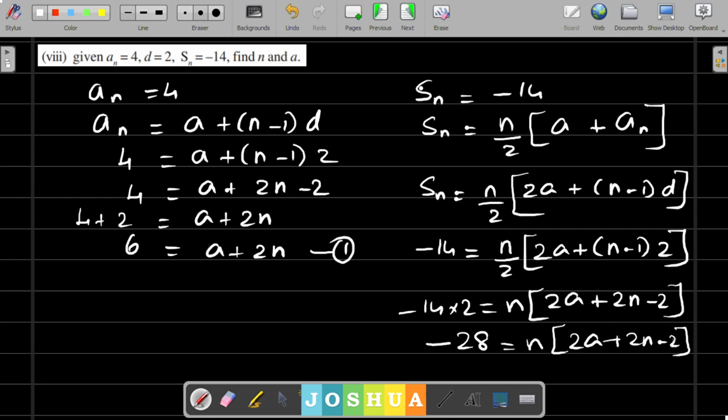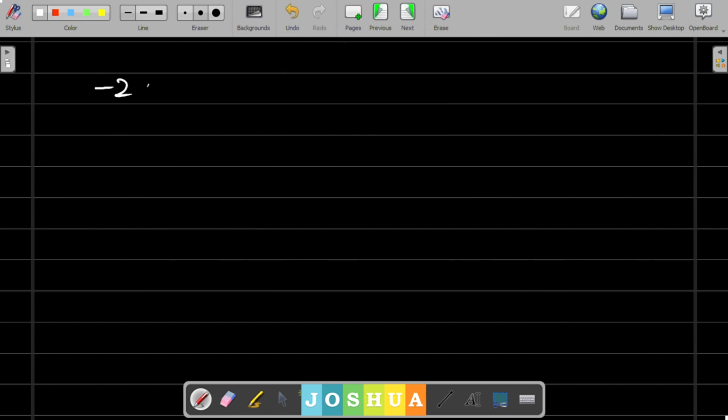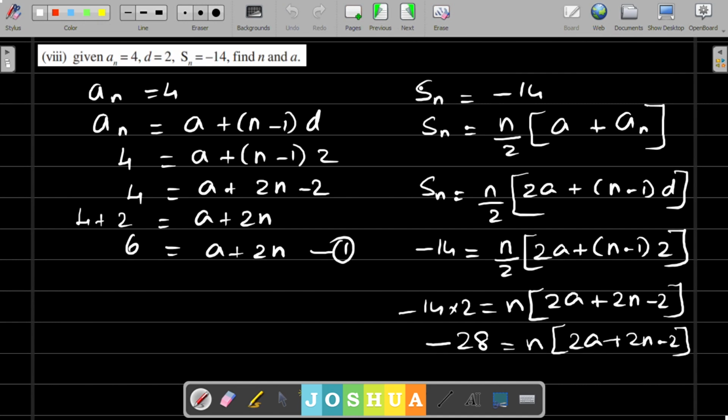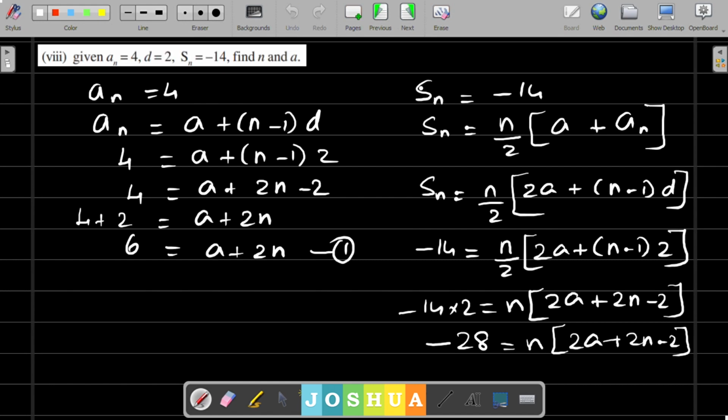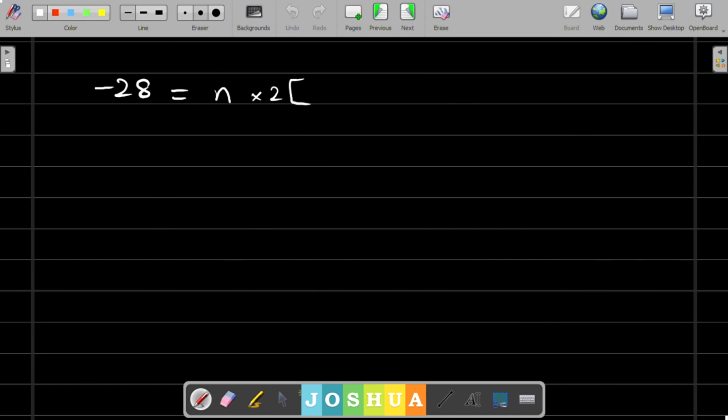I'll go to the next page and do this one. Again I continue from here. I rewrite the same thing: minus 28 is equal to n into 2, and what is inside? a plus n minus 1. When you take 2 outside, it becomes a plus n minus 1.